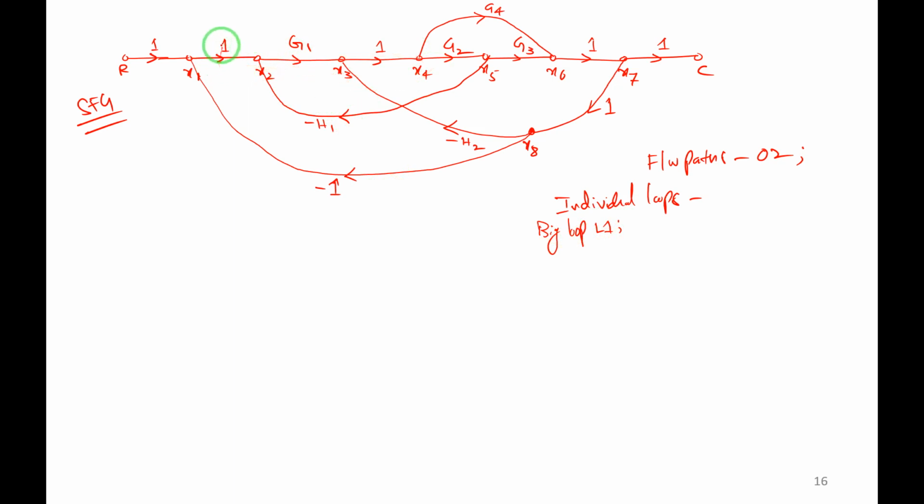Next, another big loop is there. 1 to 2, 2 to 3, 3 to 4. From 4, I will jump to 6. I will not go to 5. From 6 to 7, 7 to 8, 8 to 1. This is the second big loop, L2. There is a jump here, meaning from 4 to 6 I am taking a jump like this.